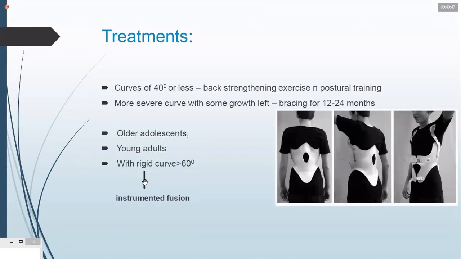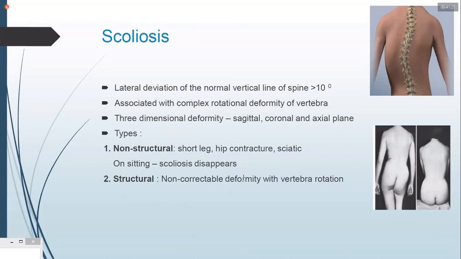In the treatment of Scheuermann's adolescent kyphosis, if it is around 40 degrees, back strengthening exercises and postural training are all that is required. If it is more than 40 degrees, bracing, for 12 to 24 months. If it is in older adolescents, when the growth potential is less, or young adults with a rigid curve of more than 60 degrees, then instrumentation, fusion, and operative surgery are required. So this completes the kyphosis.